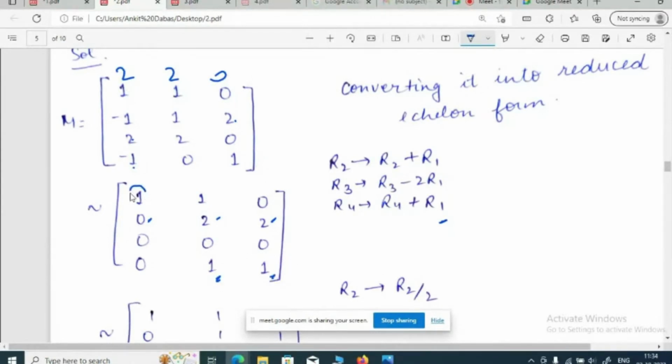Now we have a non-zero entry here. All the entries below this are 0. So we will move to the next row, second row. We will check this entry. This is non-zero, so we will convert all the entries below this to be 0. For easier computation, because both these entries are 2, we can divide R2 by 2 so that this converts to 1.